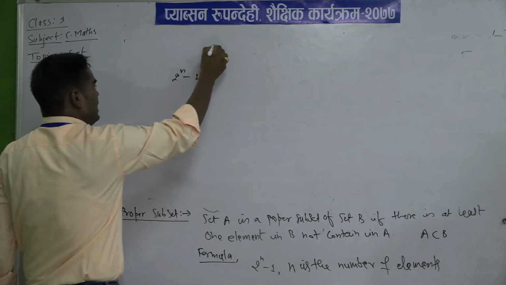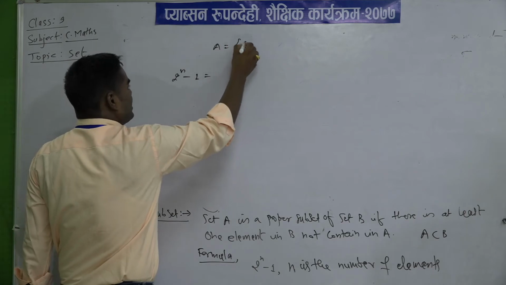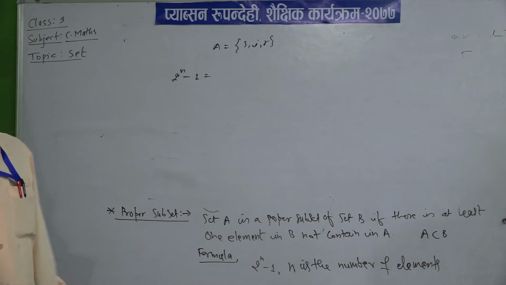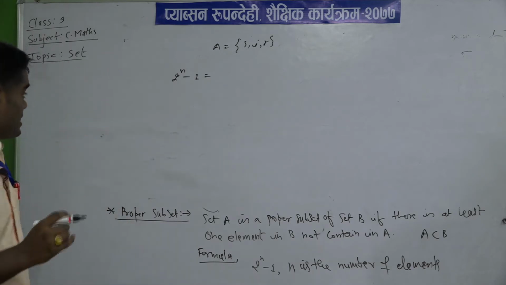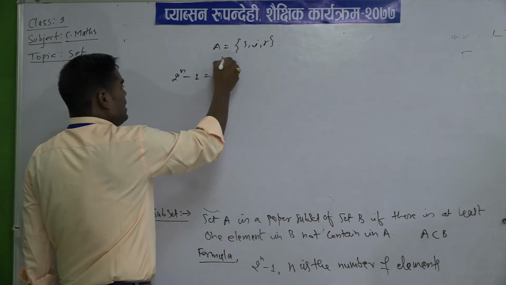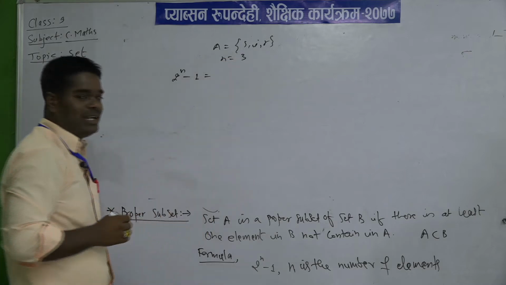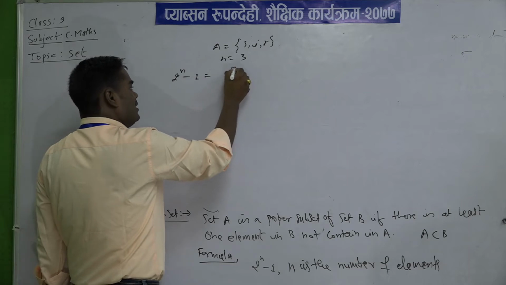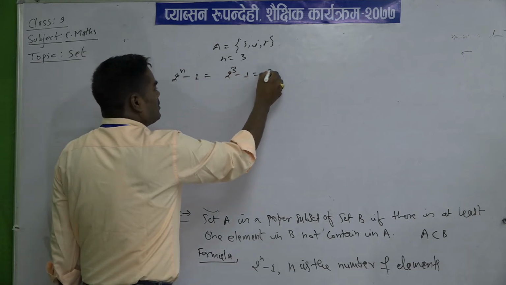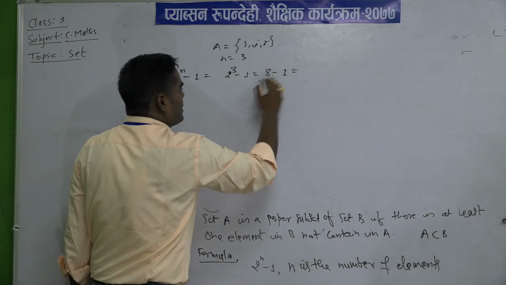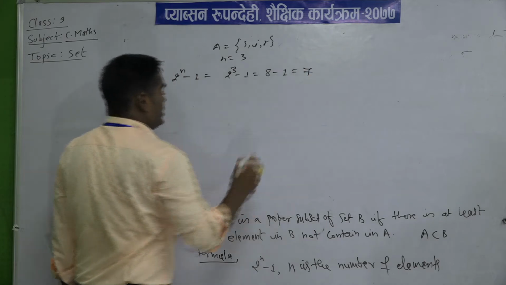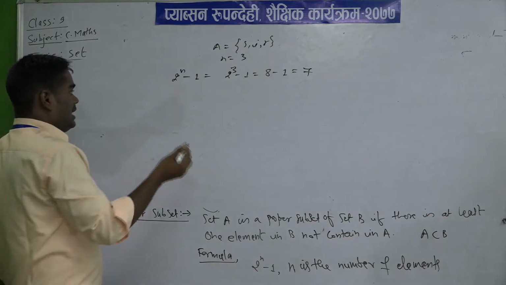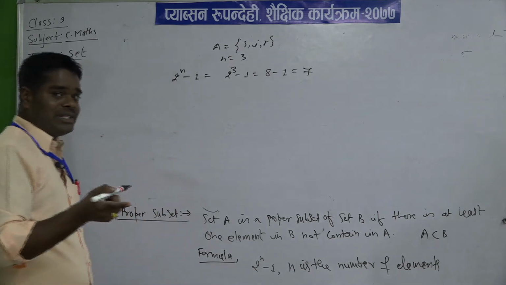So, suppose here A is the set S, I, R, like I have taken in subsets. How many elements are there? 3 elements. So, here you find 2 power 3 minus 1, which means 8 minus 1, the difference of 8 and 1, which is 7. See here, in one set, one element is always less.